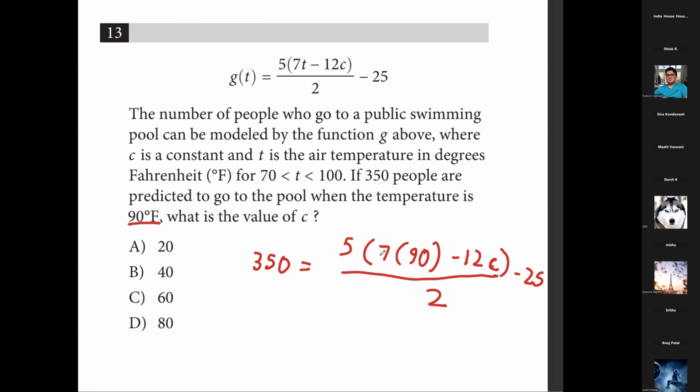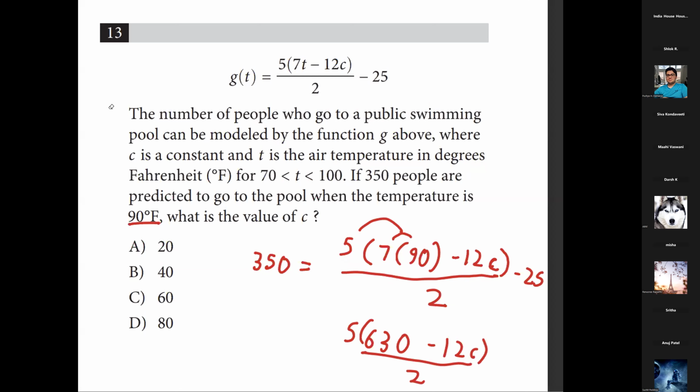So 7 times 90, and then that times 5. 7 times 90 would be 63, and then we have the 0. So 630 minus 12C over 2, and then we still have the 5, and then the minus 25.